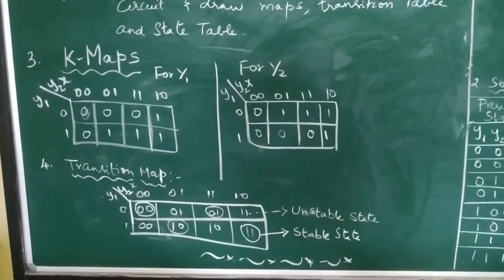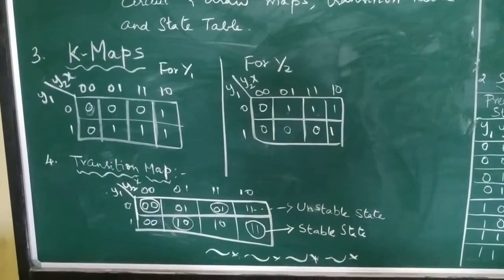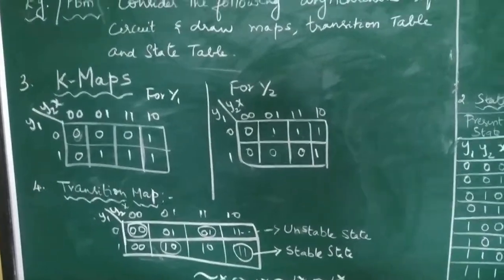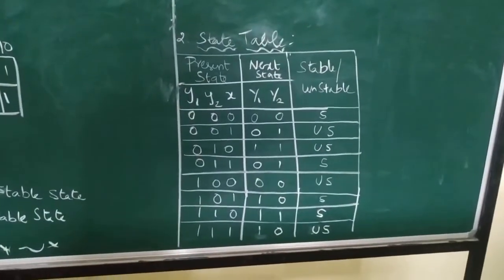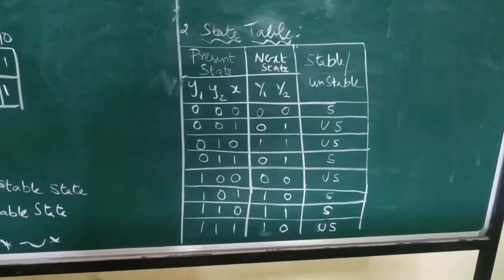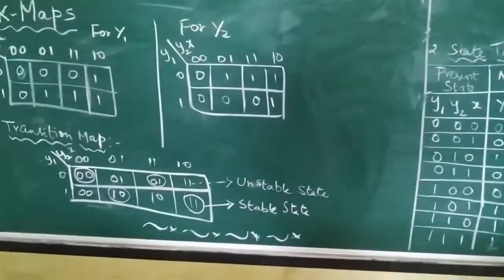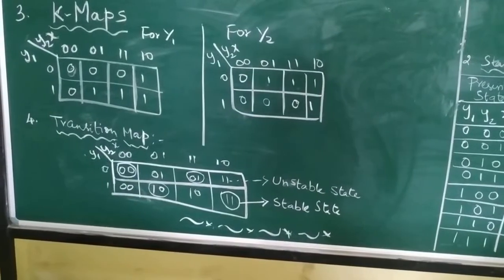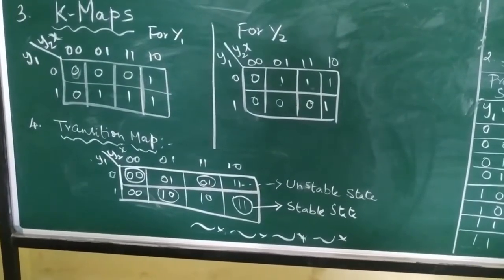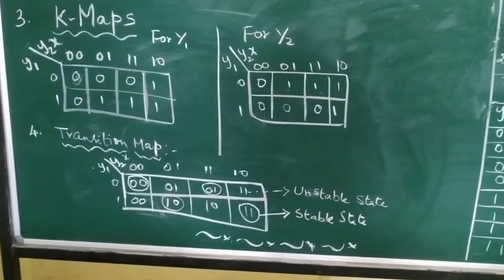Now we have to look into the unstable and the stable states. So circle up the stable states. We know from the state table which are the stable states. We have just 4 unstable states in the state table. Similarly here we have 4 uncircled states that are the unstable states. The circled states are the stable states.